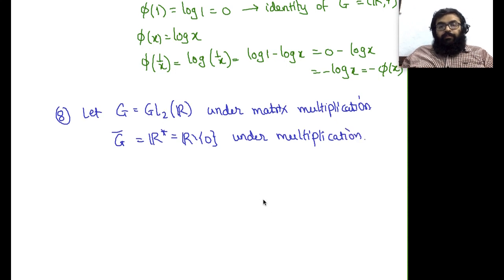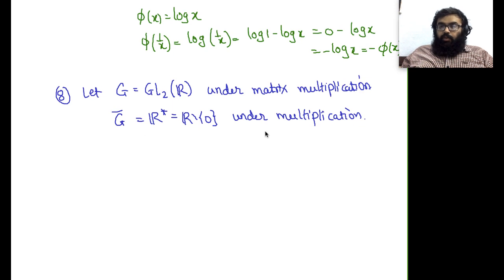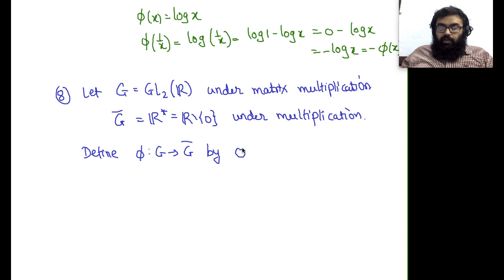So this is R star, non-zero reals under multiplication, and define phi from G to G bar as follows. Here it is 2 cross 2 invertible matrices, so let us denote a matrix by capital A. Phi of A is defined by the determinant of A. By the property of determinants, you can check that this is a homomorphism, because phi of AB is determinant of AB, and we know determinant of AB is the same as determinant A times determinant B. Then phi is a homomorphism.